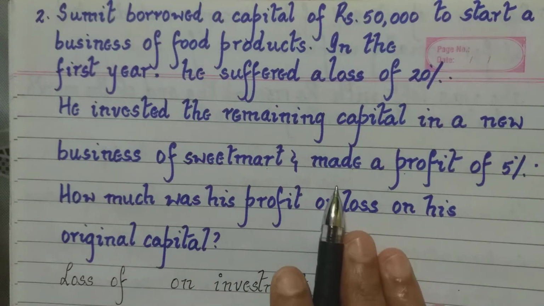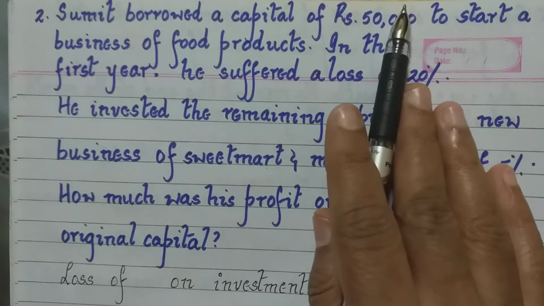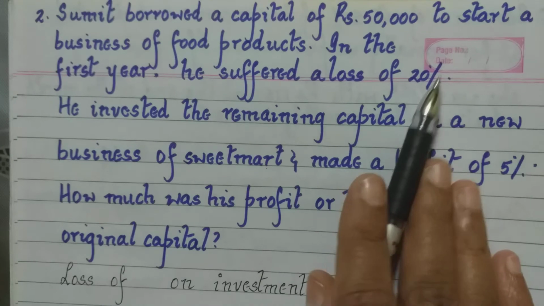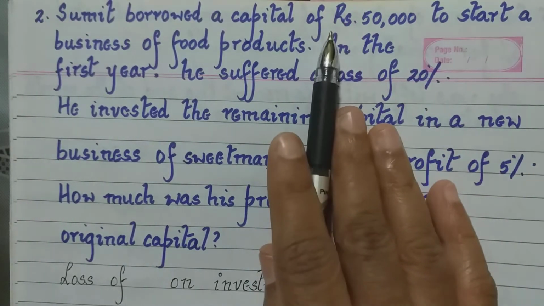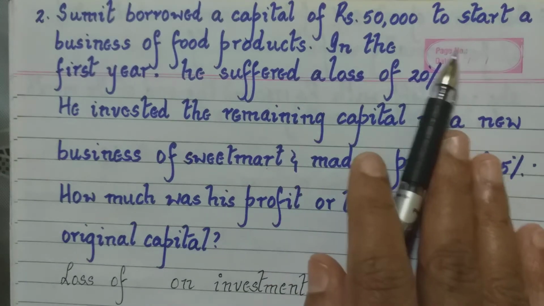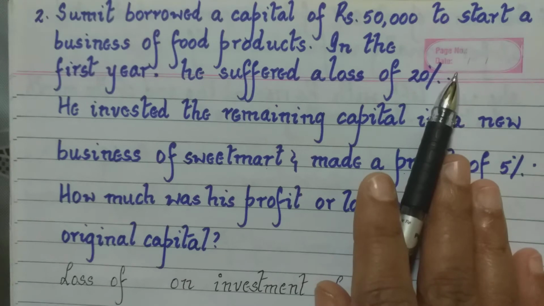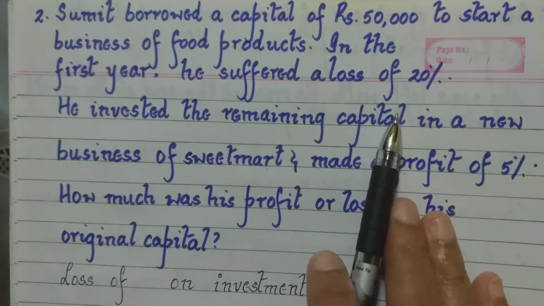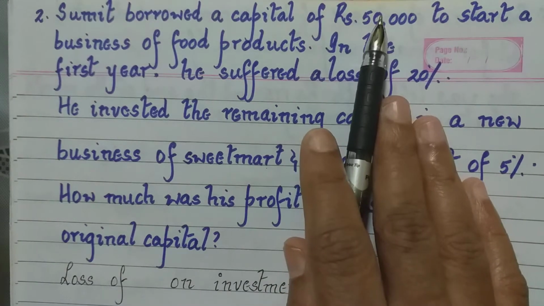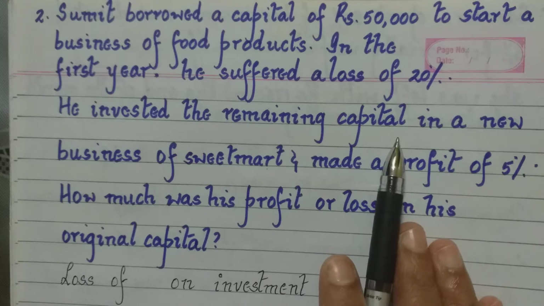So let us see how we go about it. First, he had an amount of 50,000, and in the first year, he suffered a loss of 20%. That is 20% of 50,000. So we find what is 20% of 50,000. That will be his loss. Once we find out the loss, we will know how much capital is left with him. How will we do that? 50,000 minus the loss will be the remaining capital with him.